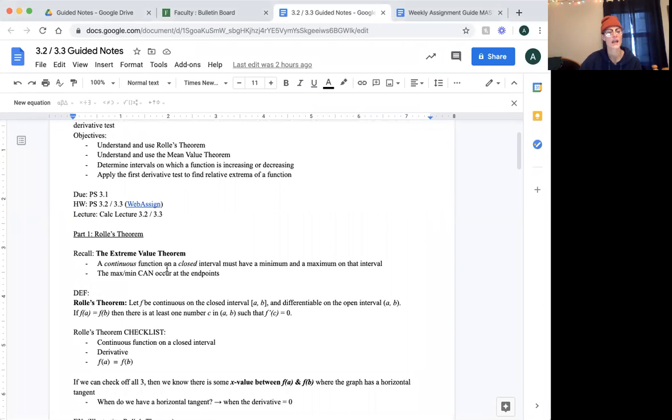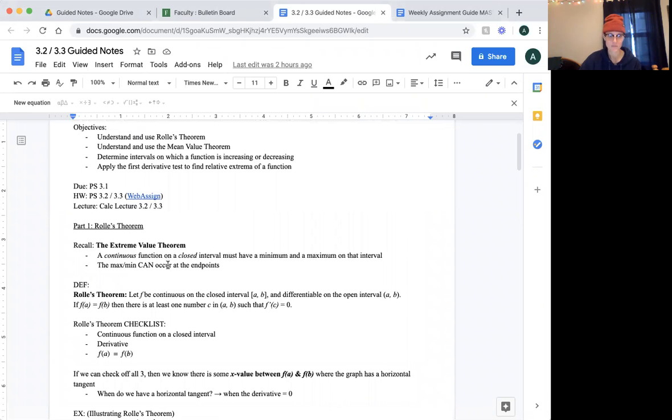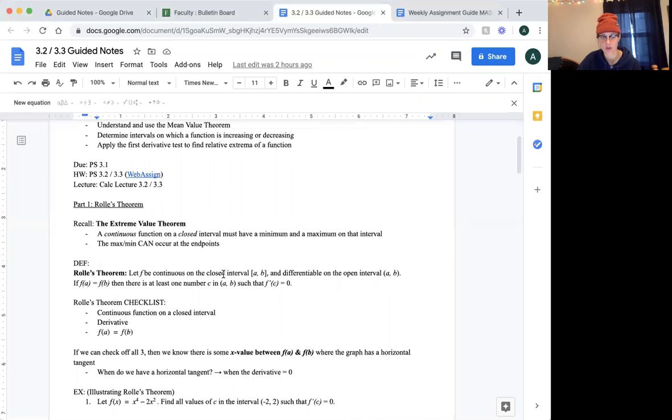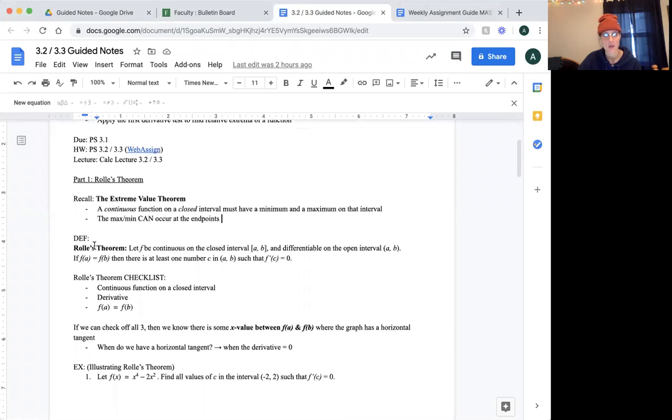So part 1 is Rolle's theorem. And before we do that, we're going to recall the extreme value theorem. The extreme value theorem was from last week's notes, and it says that a continuous function on a closed interval must have a minimum and maximum on that interval, okay? And that max and minimum further can occur at the endpoint. So that is what our extreme value theorem tells us.